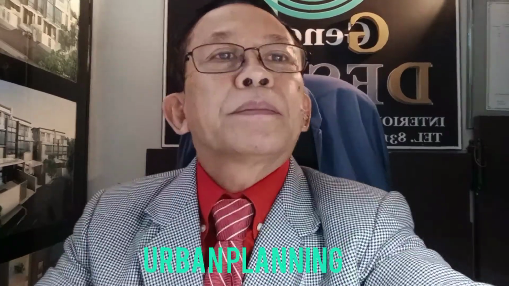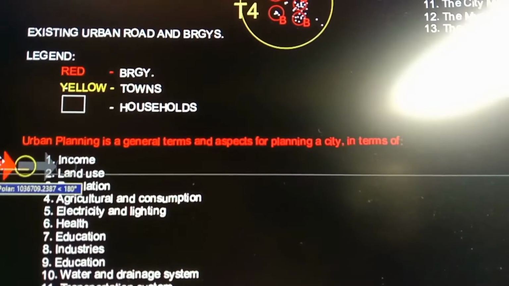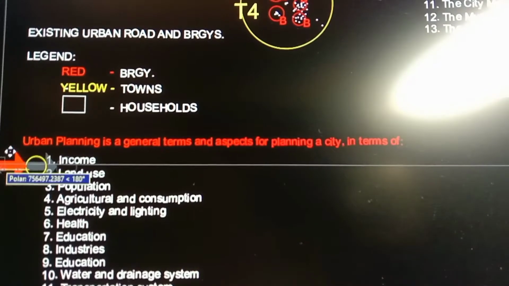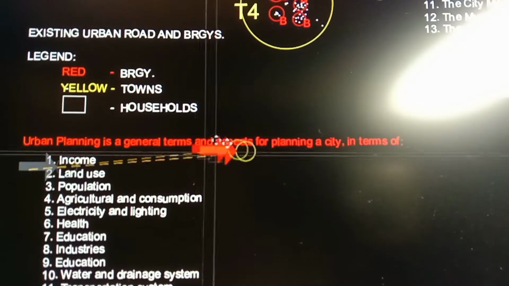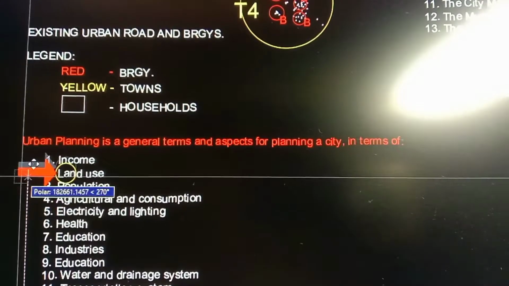Okay, as I said, today I will be presenting to you urban planning. What is the requirement of a city? Before you can come up with a city, there must be certain requirements. And as I said, urban planning is, in general terms, the aspects of planning a city in terms of income.